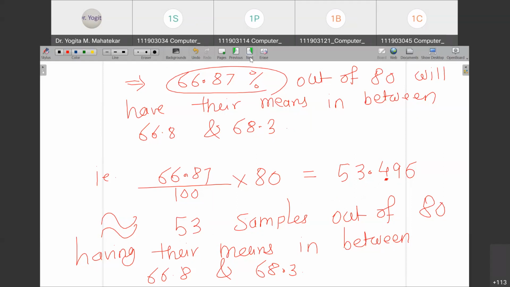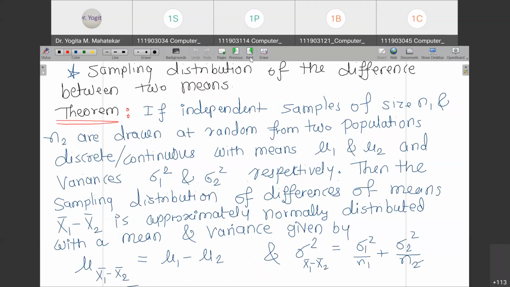Similarly, you can solve the remaining part of the question. So I hope everybody has understood what we discussed yesterday. If you have any doubt, you can ask me. Any doubt up to here? Shall I proceed? Yes, ma'am.